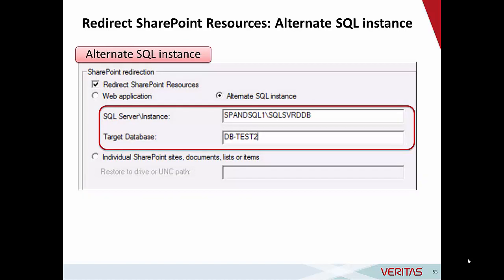In this next example, I'm going to redirect a restore of a web application to an alternate SQL instance. So in the SQL Server instance box, I'm specifying the name of the target SQL Server and the target instance name. And in the target database box, I'm indicating the name of the target database. Be careful to specify only one database to redirect. If I select multiple databases, then all databases are written to the target database.